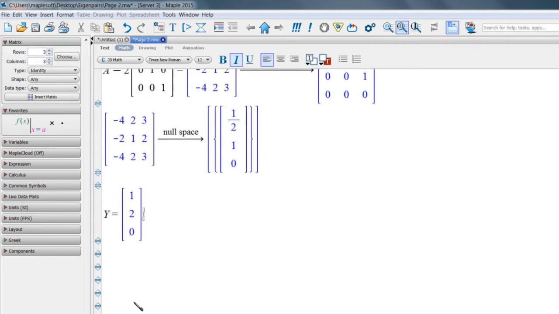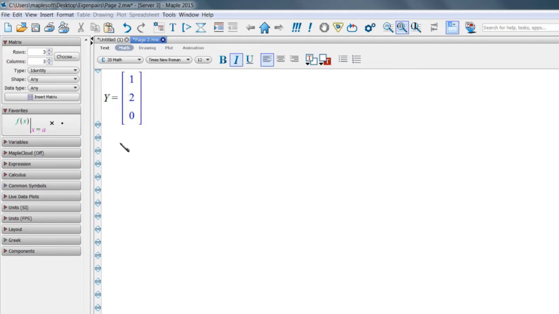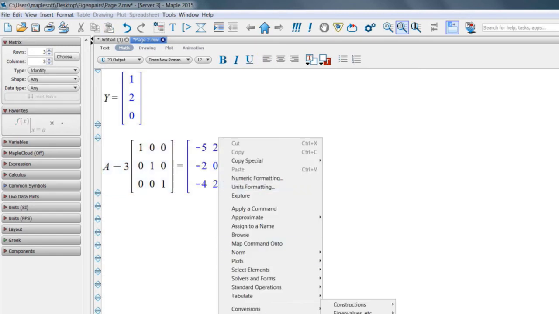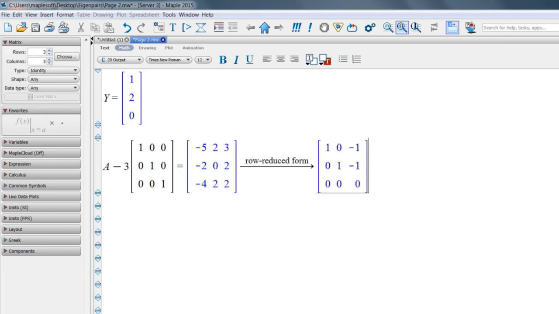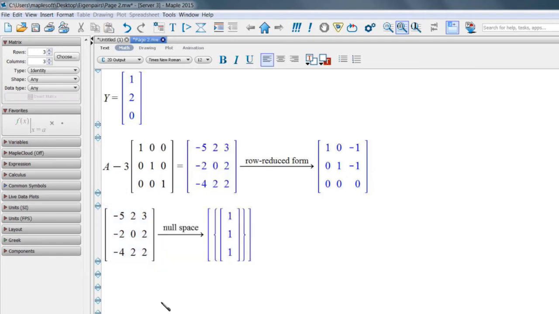Okay, and we're going to do this one more time for the third vector that we found, which was a minus 3i. Row reduce. And what is the null space spanned by? Null space: 1, 1, 1. And that's the vector z.